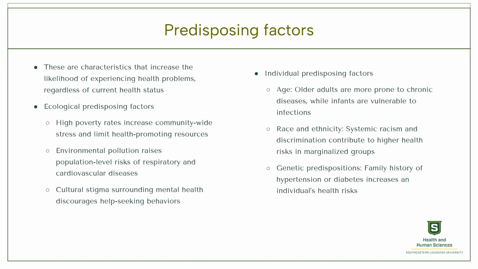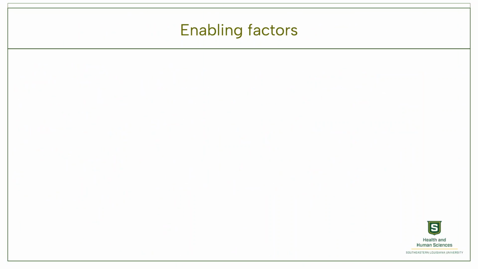Genetic predisposing factors, things like having a family history of hypertension or diabetes, for instance, or cancers, increase your risk that you might develop those disorders in the future if you don't already have them.